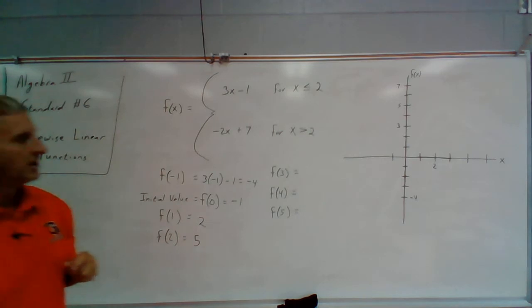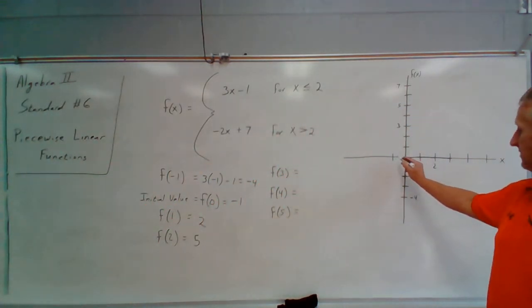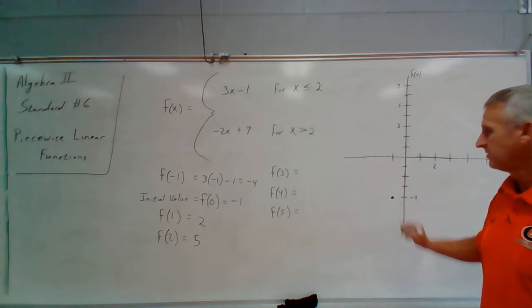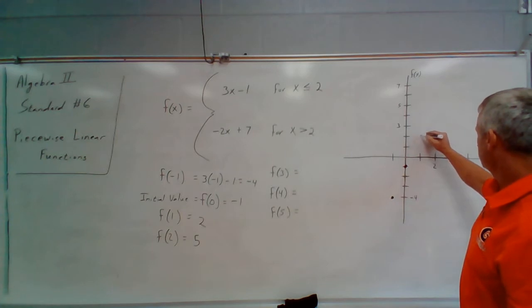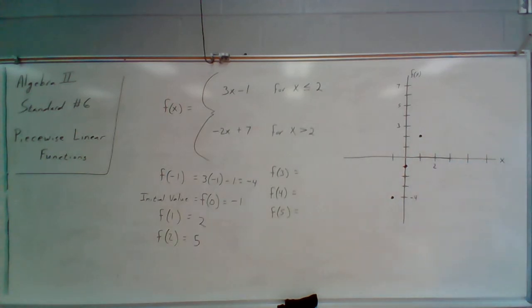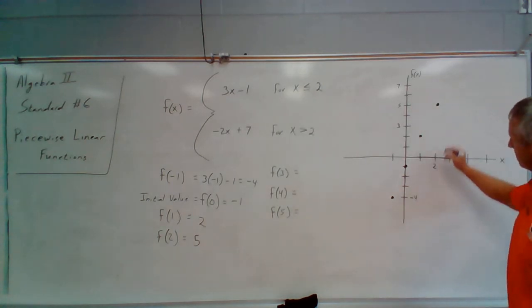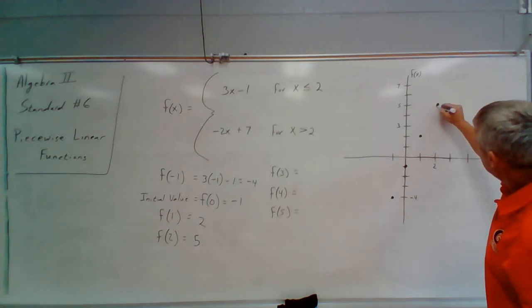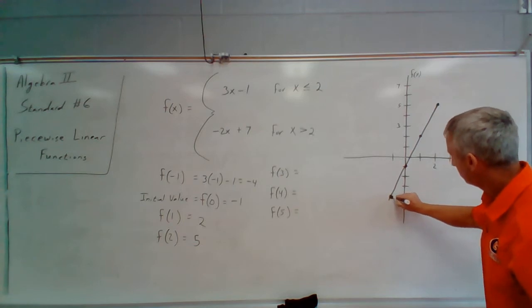Okay, let's plot those points then. So I have negative 1, negative 4. I have 0, negative 1, the y-intercept. F of 1 is 2. And f of 2 is 5. And I can plug in any point in between those, so I can connect those.